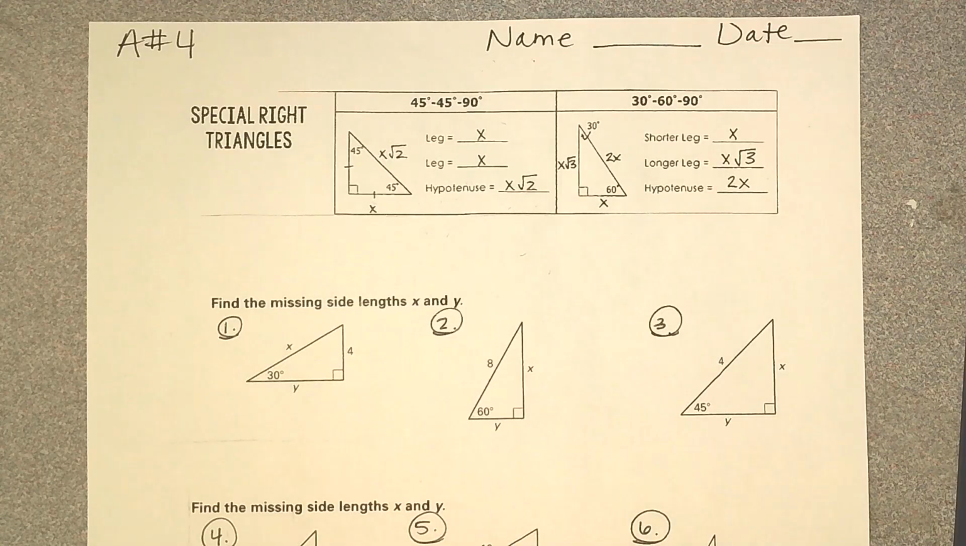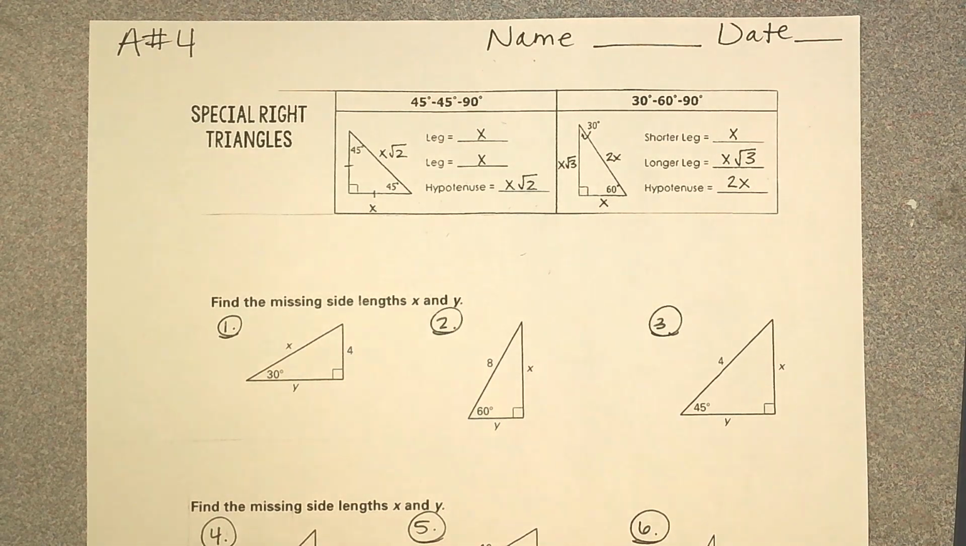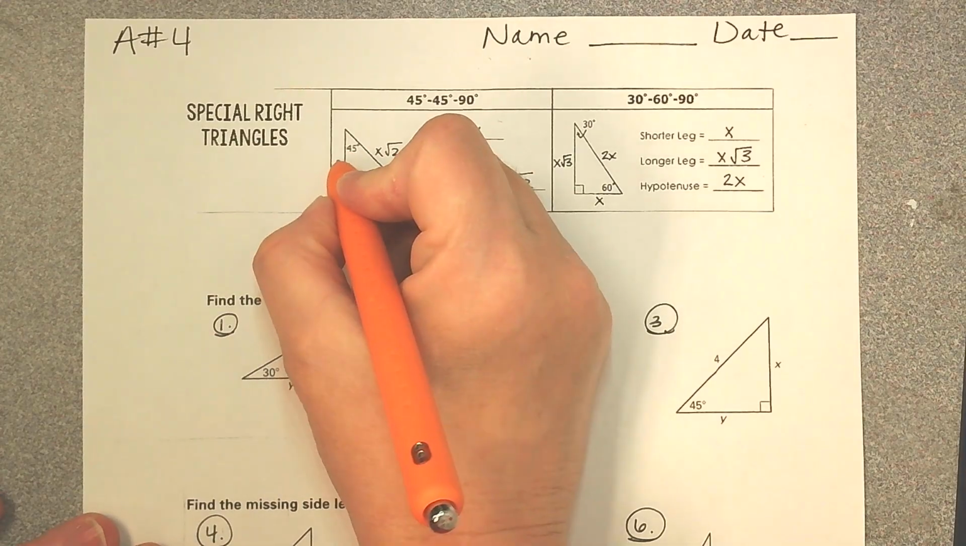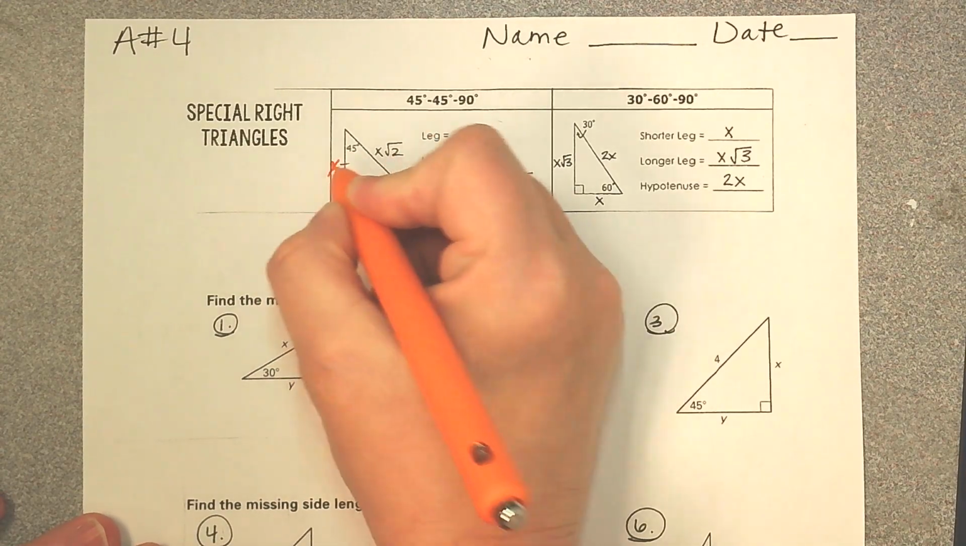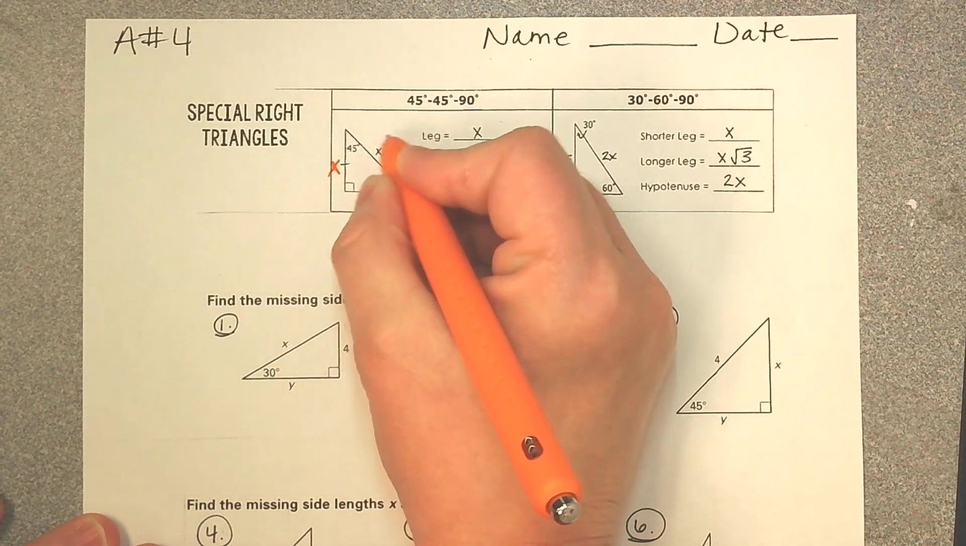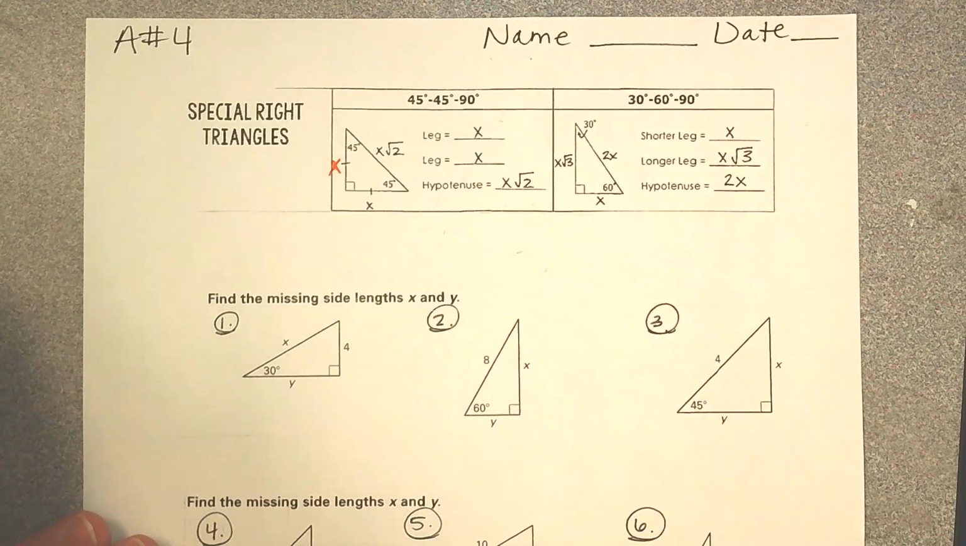The 45, 45, 90 triangle. These are, of course, right triangles. The two legs are equal, so there should be an X there. It got cut off. Two legs are equal, and the hypotenuse is the leg times square root of 2.